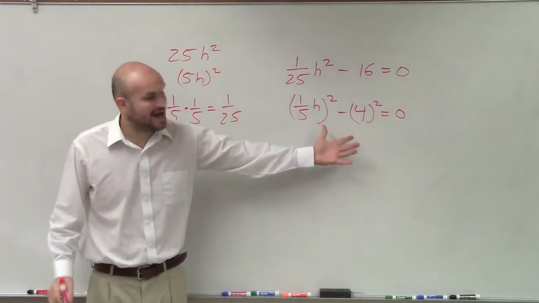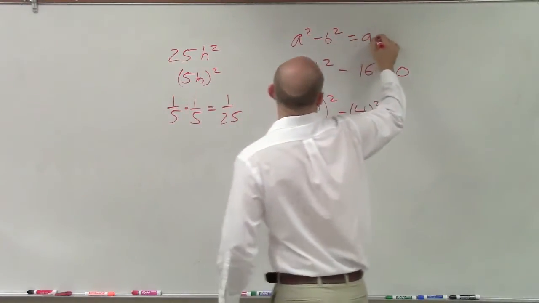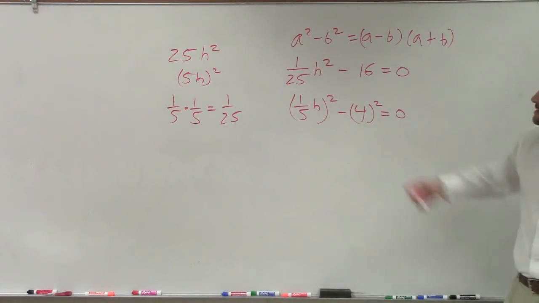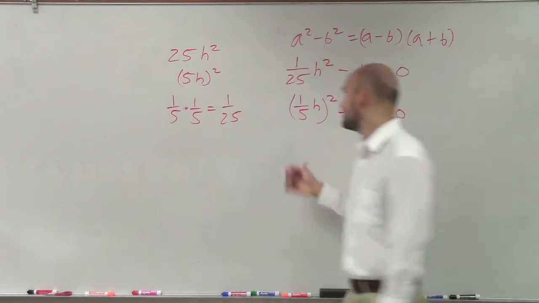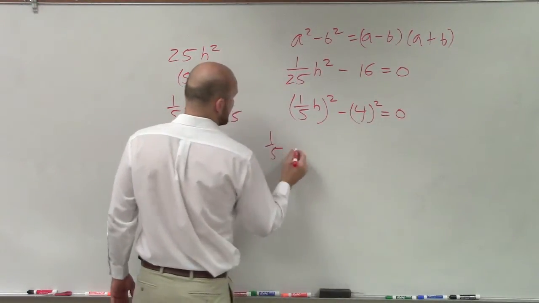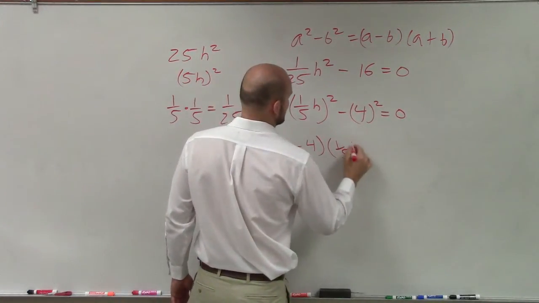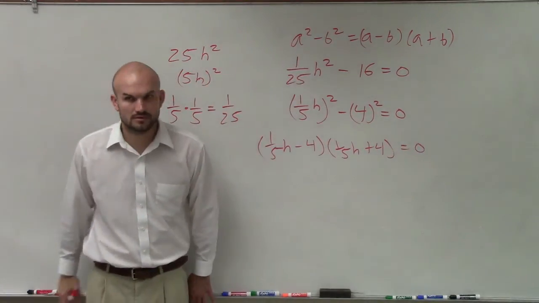And now, once I have it in that factored form, once I have it as a squared minus b squared, I can write it as a minus b times a plus b, right? Where you could say a is 1/5 h and b is negative 4. So now my factored form would be 1/5 h minus 4 times 1/5 h plus 4 equals 0. Does that kind of make sense?